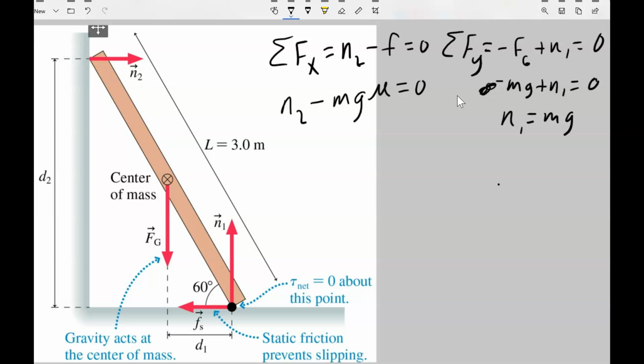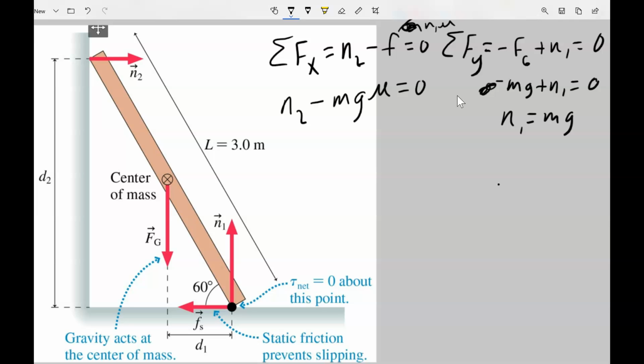And so this would have been N1. This would have been N1 mu, right? Oops, ran out of room. N1, shoot. That friction is N1 mu. But N1 is just mg. We just proved it here, so that's why I wrote mg there. And we are looking for mu. We have too many variables.